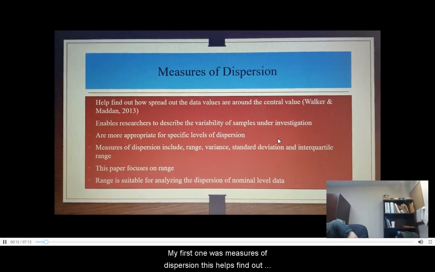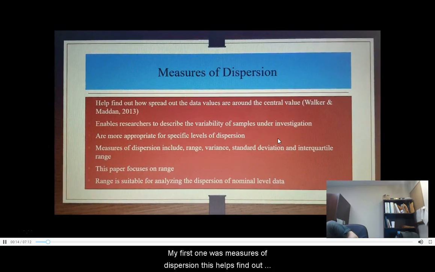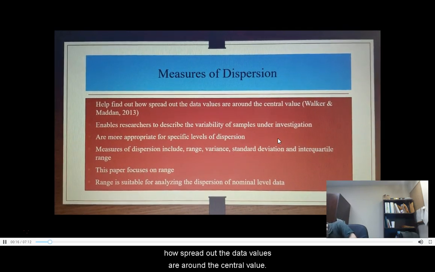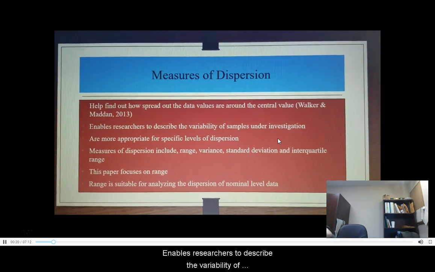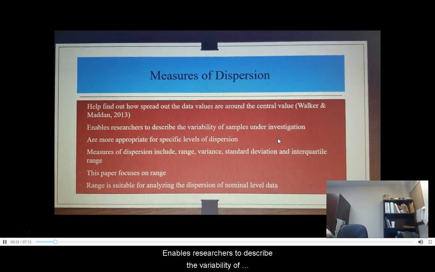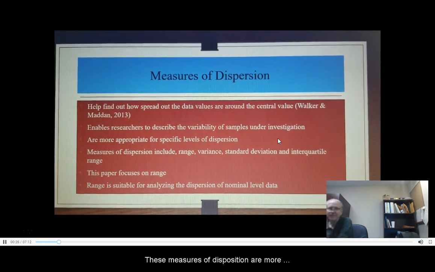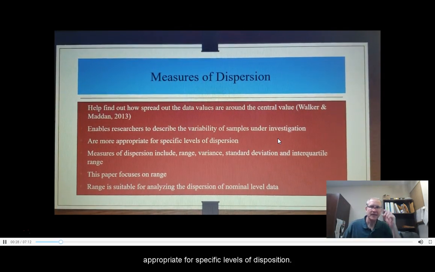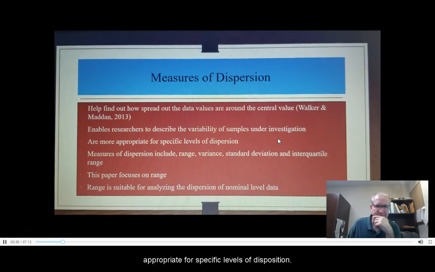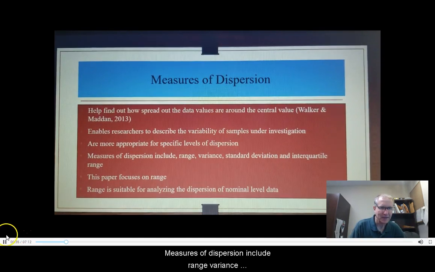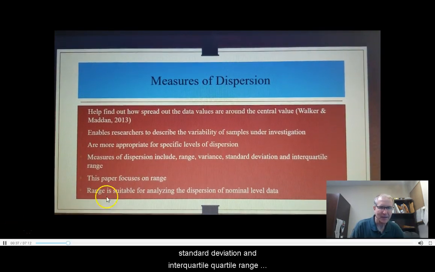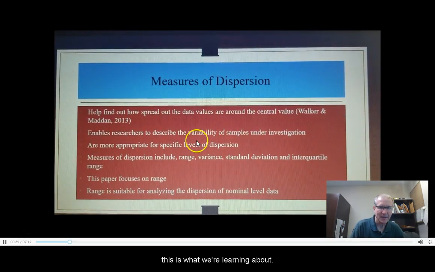My first topic was measures of dispersion. This helps find out how spread out the data values are around the central value. It enables researchers to describe the variability of samples under investigation. These measures of dispersion are more appropriate for specific levels of data. Measures of dispersion include range, variance, standard deviation, and interquartile range. This is what we're learning about.